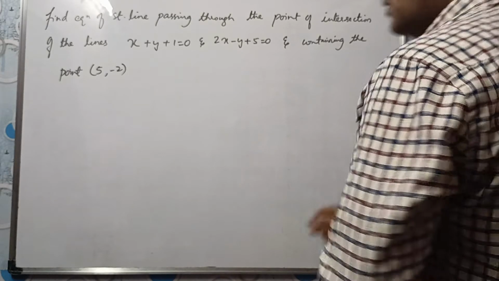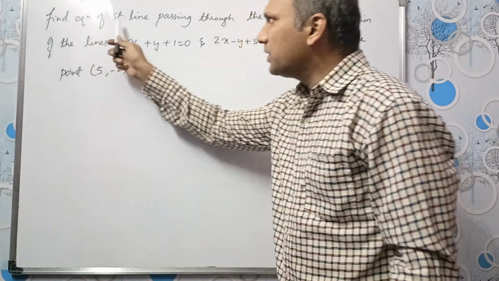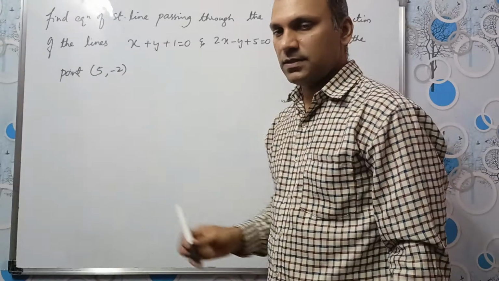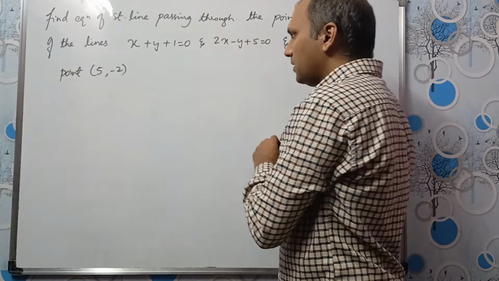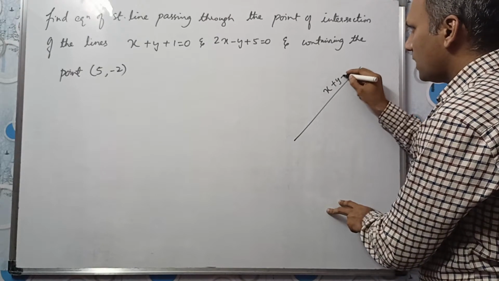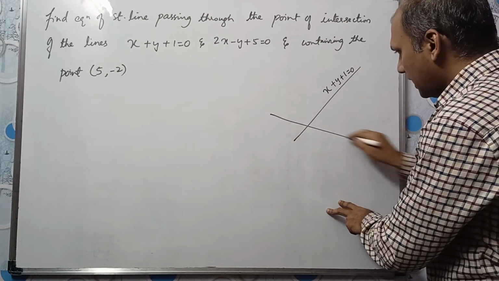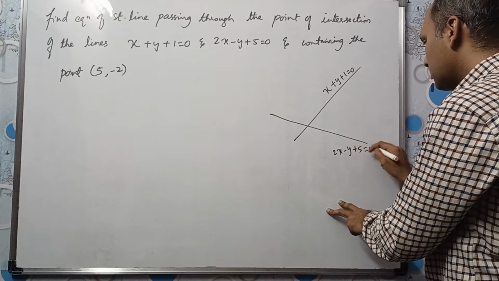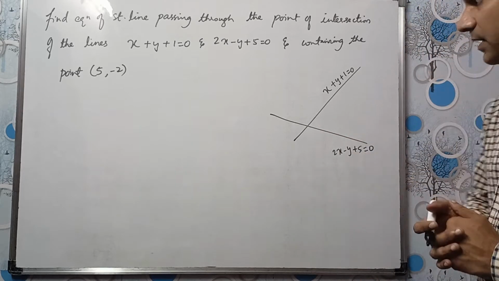Okay, let us solve this problem. Find the equation of the straight line passing through the point of intersection of the lines. Two lines are given. Let us draw the diagram. Let us say this is the first line, x plus y plus 1 equal to 0, and this is the second line, 2x minus y plus 5 is equal to 0. Always draw rough diagrams.